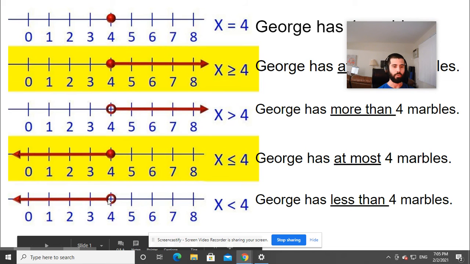Now this one, we have an open circle and a line going to the left. X is less than 4. George has less than 4 marbles. So he doesn't have 4.